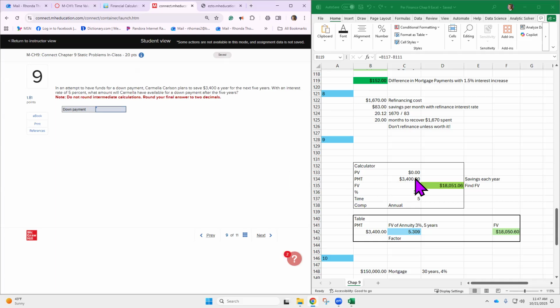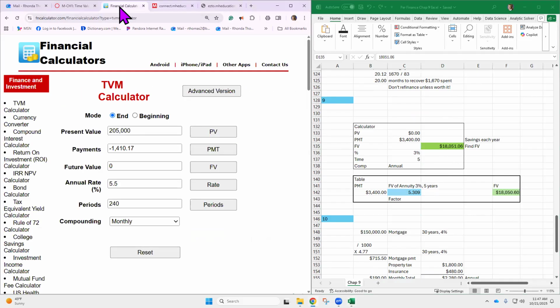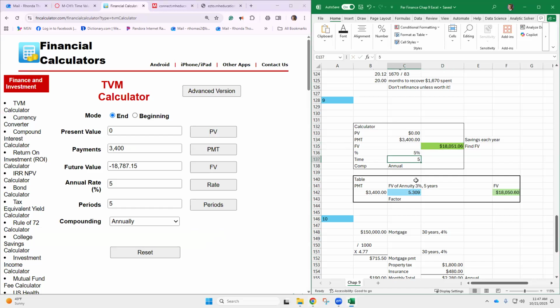All right, so let's put this into the calculator. We're looking for the future value of an annuity. All right, so future value of an annuity means the present value will have 0. We're making payments of $3,400 a year into the fund. It's 5%. We're looking at 5 years. Be sure to change this to annually. Now let me double check that I've got it was 5%. Okay.